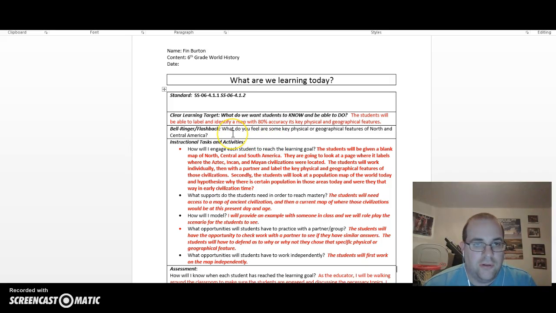So what I'd like for you to do is grab a post-it note and answer the following question. What do you feel are some key physical or geographical features of North and Central America? And I'm going to throw in there North, South, and Central America. So I need you guys to respond to that. After you're finished, please hold up your post-it note, kind of like what we did with the index card before, where you will just hold it up, I will check it, and give you the okay to go on. Right now, I would encourage you to pause.